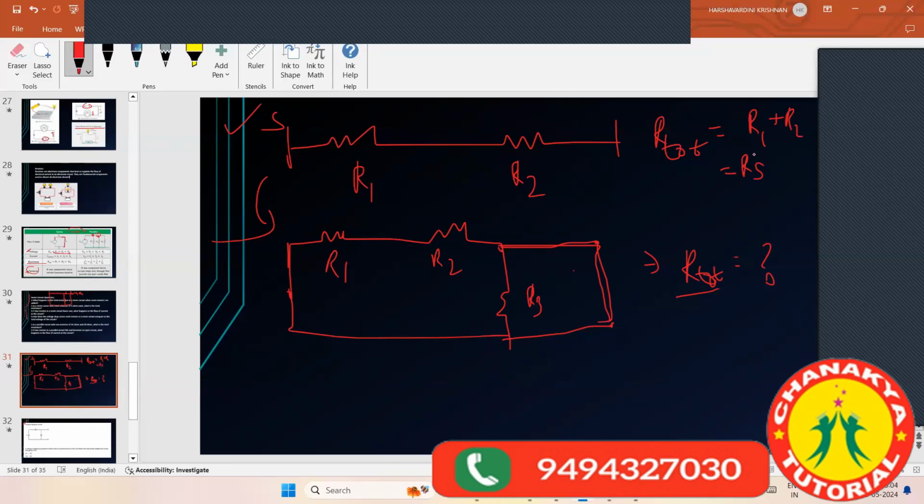Mostly in your JEE papers, Olympiad papers, or any other competitive exams like KVPY, in those exams they will not be giving you the formula.